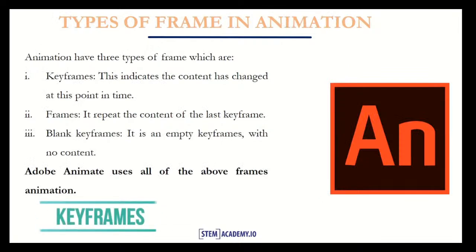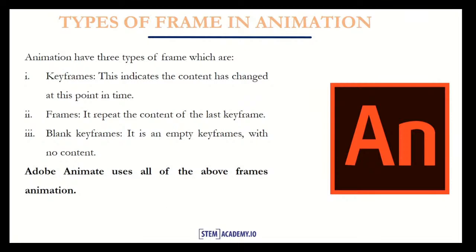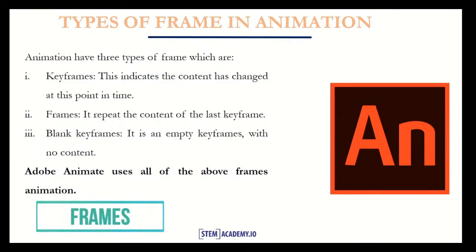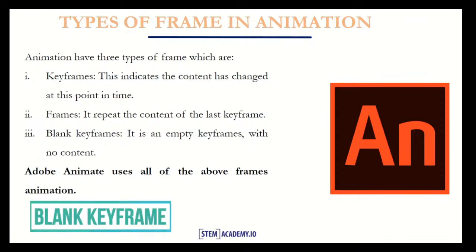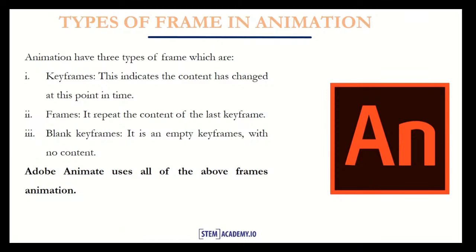Animation has three types of frames. The frames are keyframes. This indicates the content has changed at this point in time. And then the ordinary frame, which repeats the contents of the last keyframe. And then the blank keyframes. It is an empty keyframe with no content. Adobe Animate uses all the above frame animation.